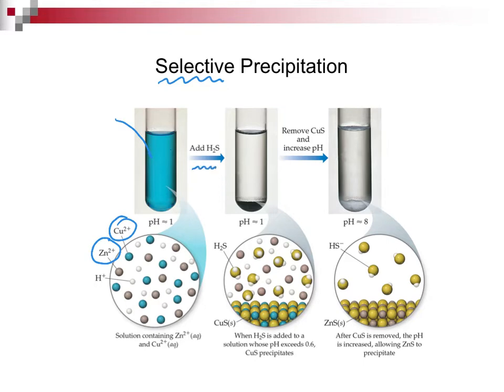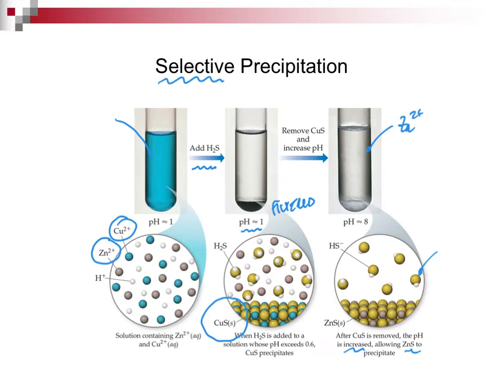So what happened here is they added hydrogen sulfide, they controlled the pH to be about 1, and the copper sulfide precipitated out. They then filtered out that solid, and they were left with a solution of zinc 2+ ions. Then they increased the pH, and the zinc sulfide precipitated. That's what you can visually see.